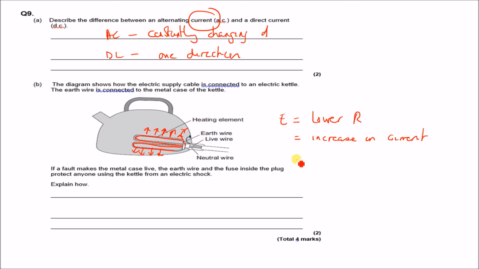If you get an increase in current flow, then because it's still going down the live wire, the increase in current flow going through the live wire is going to blow the fuse. Remember, the fuse is attached to the live wire, so this increase in current is going to blow the fuse. So that's what you need to say for this last answer. And here is the mark scheme.